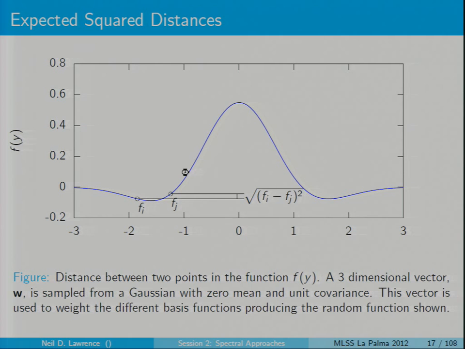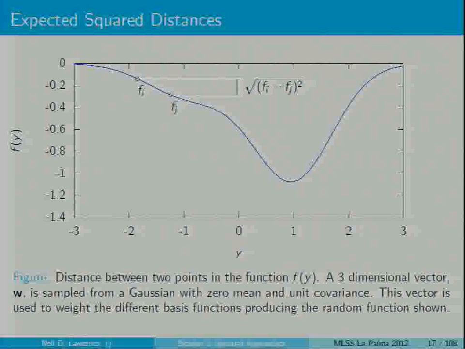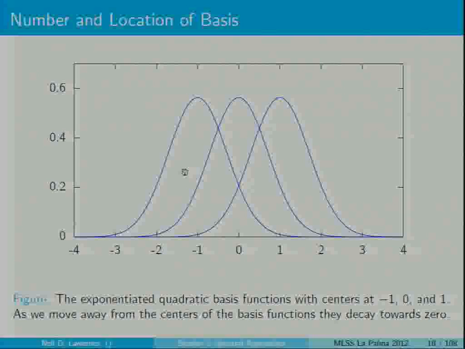So here's some other samples. Okay, that seems like quite a good idea. I quite like that idea. So we're going to then do classical multidimensional scaling on that space. There's a slight problem with that idea, because we located our basis functions at minus 1, 0, and 1.